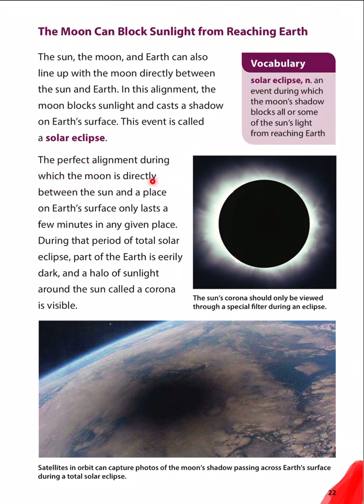The perfect alignment during which the Moon is directly between the Sun and a place on Earth's surface only lasts a few minutes in any given place. During that period of total solar eclipse, part of the Earth is eerily dark, and a halo of sunlight around the Sun, called a corona, is visible.